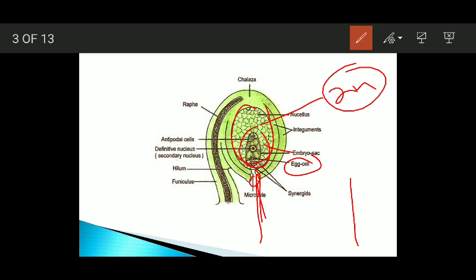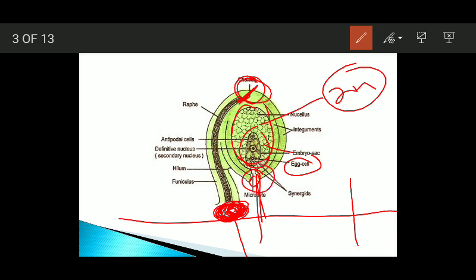The nucellus is covered by integuments. I have already talked about this. The region of the ovary wall where funiculus is attached, this is known as placenta, and the region of the funicle which gets attached to the surface of ovule, that is known as chalaza. So we have two ends, chalazal end, it is the basal end, and micropilar end, it is the top end. So this represents the detailed structure of ovule.